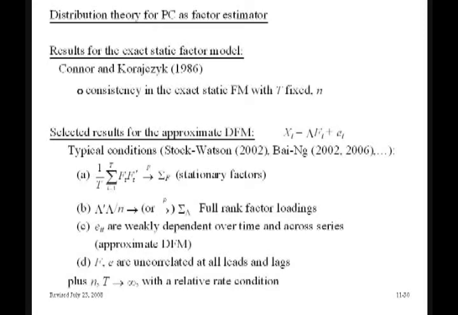So the consistency of principal components in the exact static factor model with T fixed and N tending to infinity was shown by Connor and Korajczyk. And then there's a pretty substantial literature now over the last 10 years that's been looking at results for estimation in the approximate dynamic factor model in static form. Here are some typical conditions. One of them is that you assume the F's are well behaved. Another is that you assume the lambdas are well behaved. So there are obviously some identification conditions lying around in there, but basically these are definitions that you have the right number of factors. So if you have R factors, it makes sense that these things would be true.